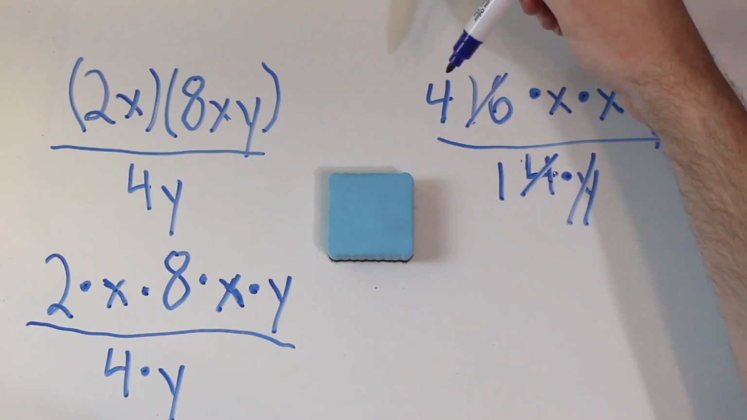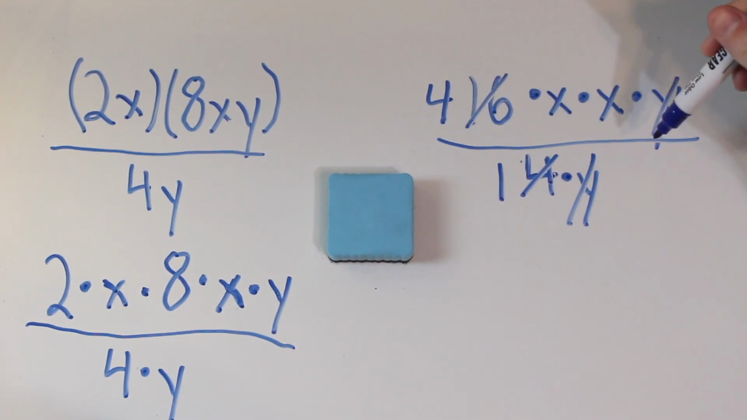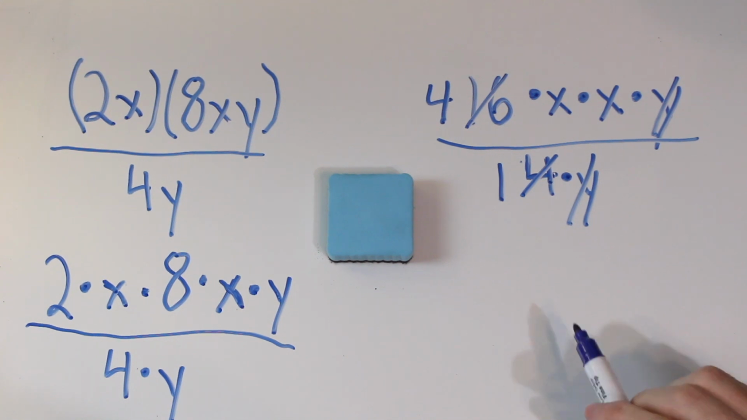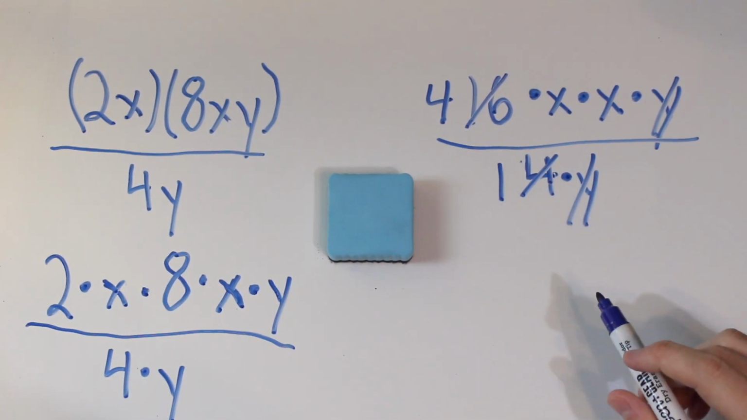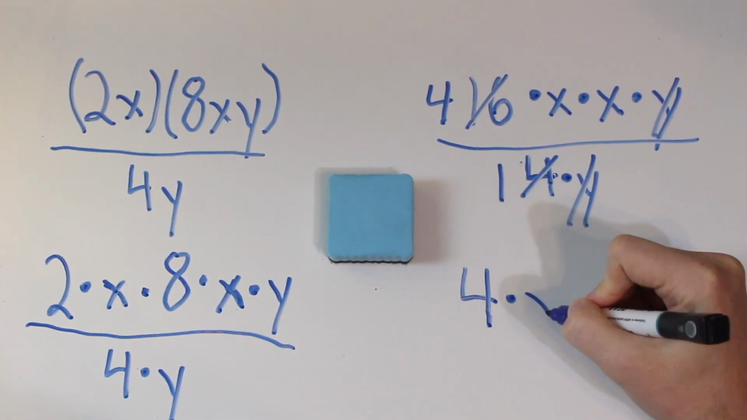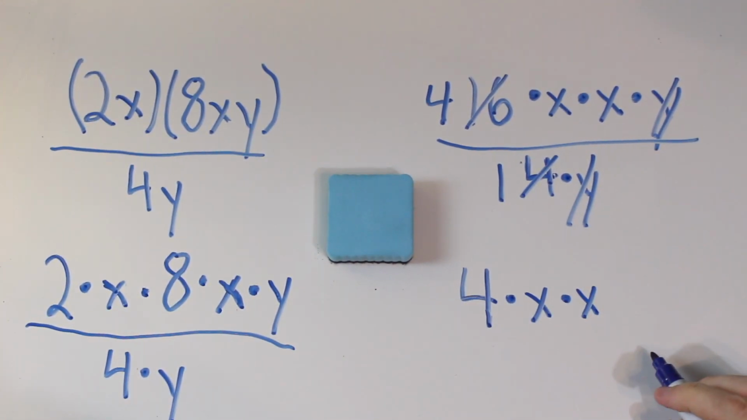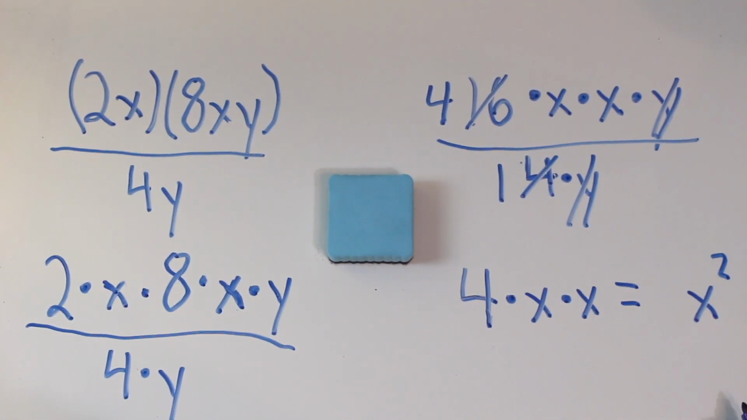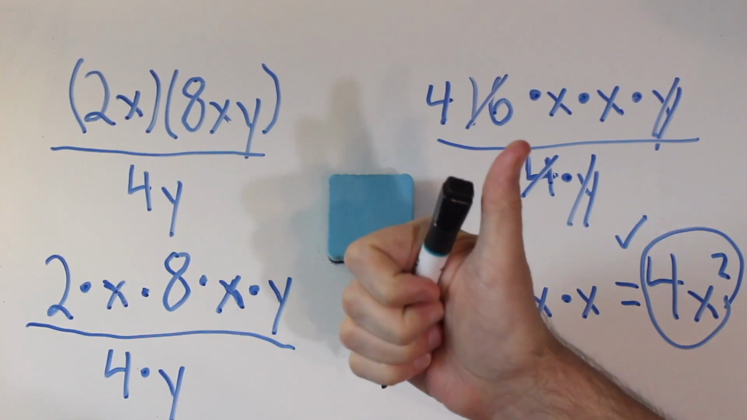Now we have 4 times x on top, and 1 on the bottom. We don't need the denominator anymore, because anything divided by 1 is just itself. So now we have 4 times x times x. X times x becomes x squared. That leaves 4x squared. That's it, we did it.